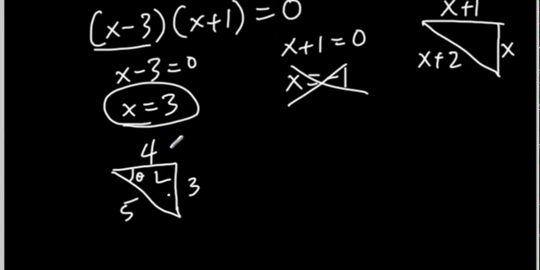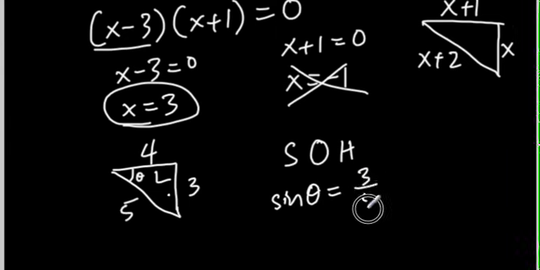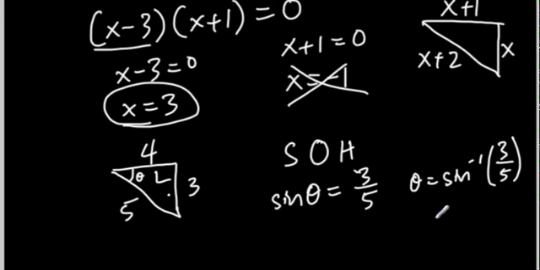So we can use any of the trig ratios. I'm just going to use one, okay? So let's just use sine because I like sine. So the opposite to theta is 3, right? The hypotenuse is 5, so sine theta is equal to 3 over 5. So theta is equal to sine inverse of 3 over 5, which is approximately equal to 36.9.